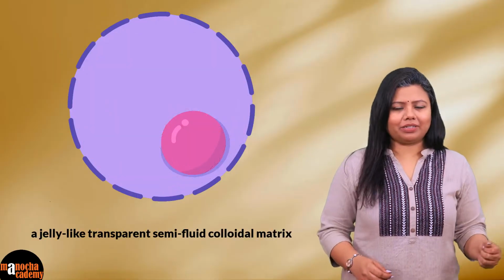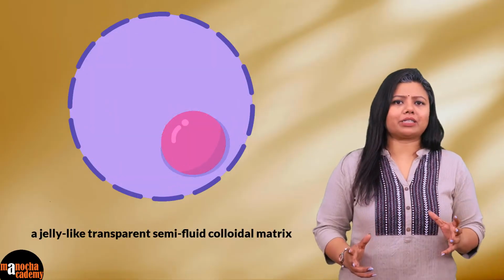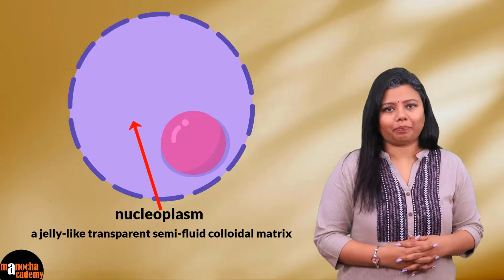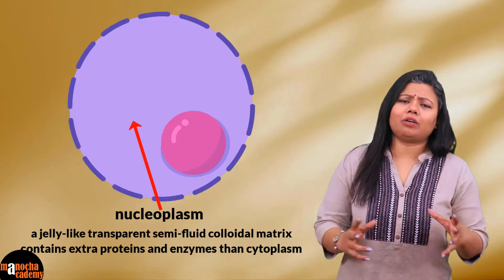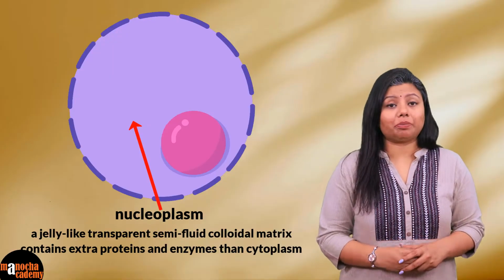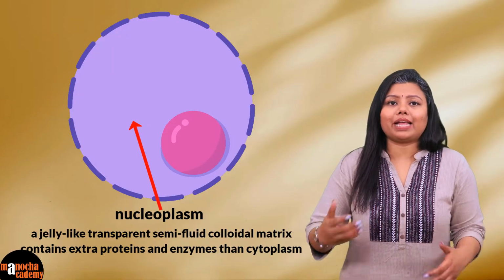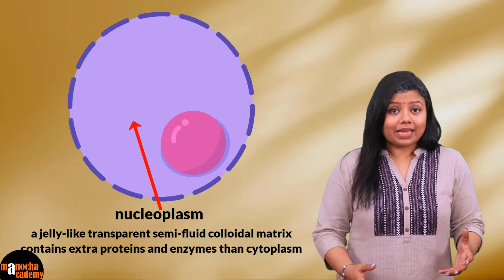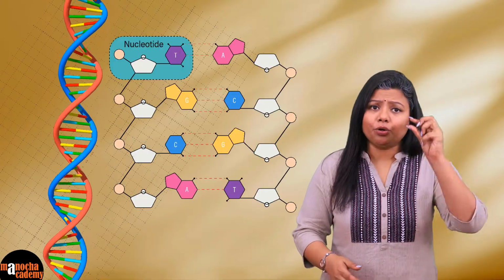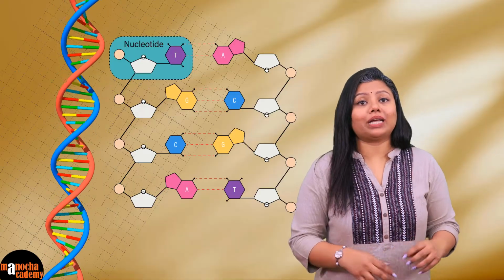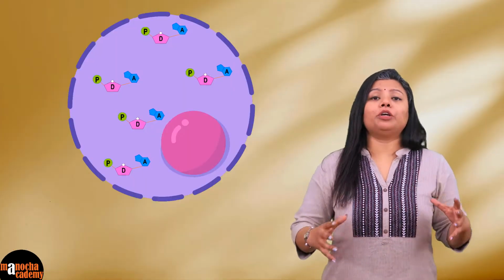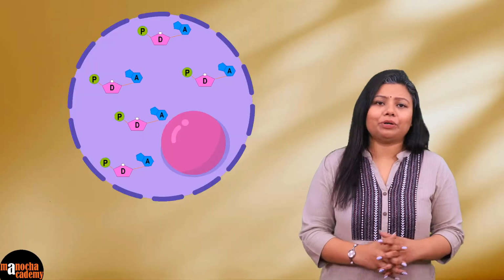Inside the nuclear membrane is a jelly-like, transparent, semi-fluid colloidal matrix known as the nucleoplasm. It contains almost everything that is present in the cytoplasm, but it also has some extra proteins and enzymes that are very essential in DNA replication. So when DNA has to be copied or new DNA has to be made, we need the units of DNA, which are known as nucleotides. So the nucleoplasm contains many nucleotides.